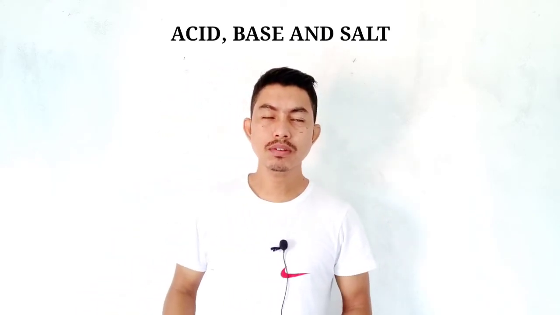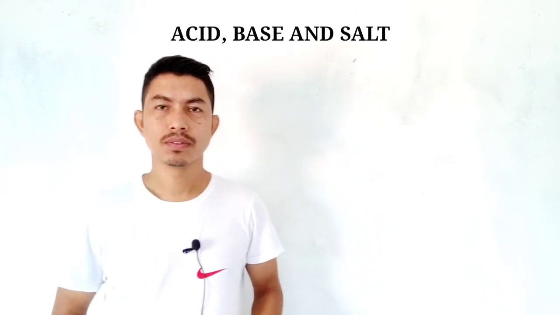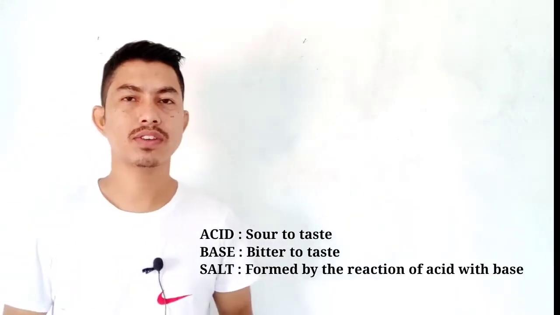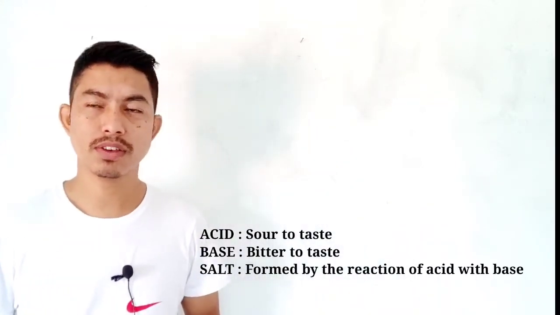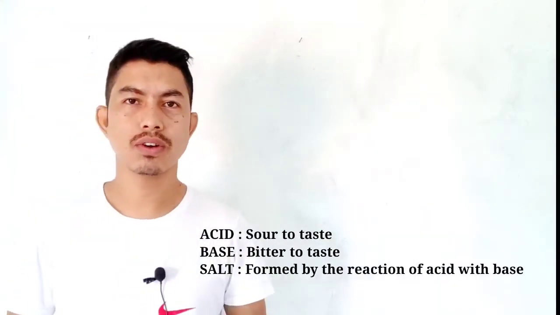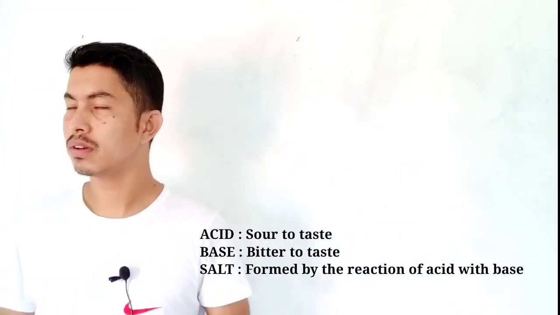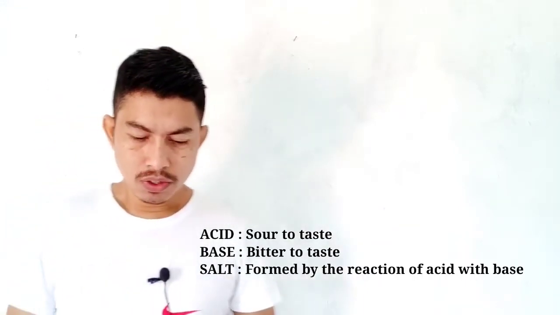Today we will be discussing the third topic: acids, bases and salts. To begin with, the difference between acids, bases and salts is very clear. Acids are those substances which are sour to taste, the bases are those substances which are bitter to taste, and salts are compounds formed as a result of the neutralization of an acid with a base. Today we will be discussing acids and bases in detail.